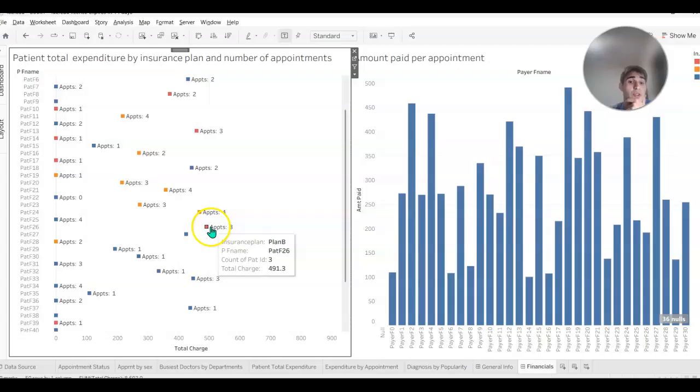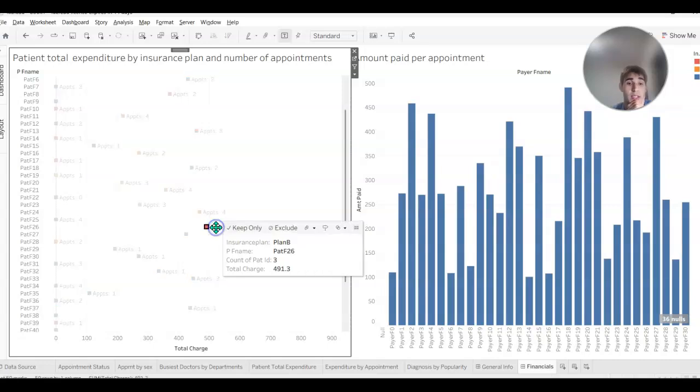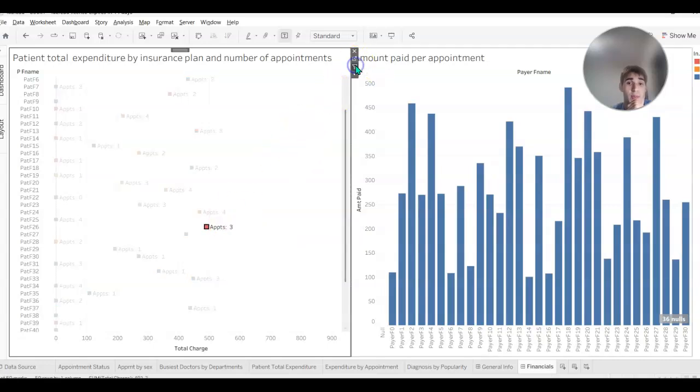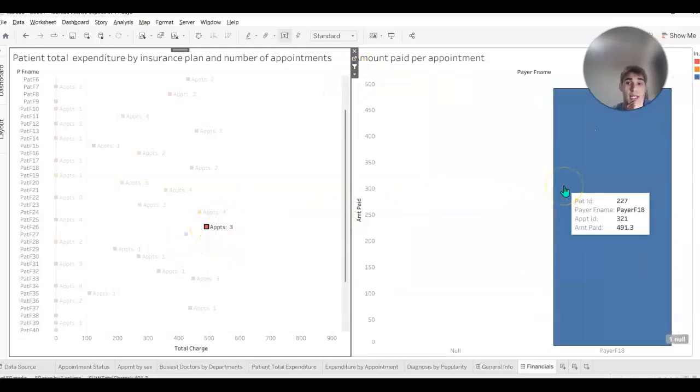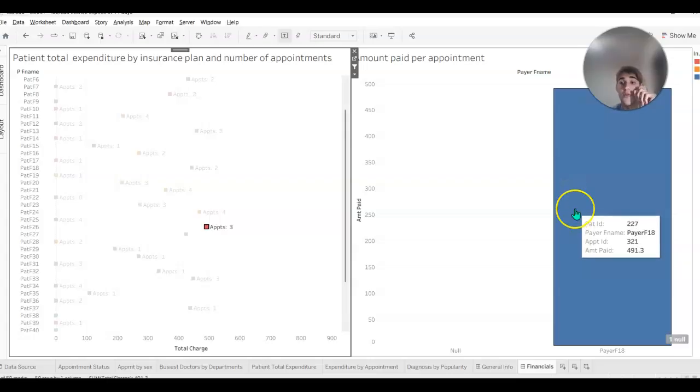But if you choose to filter, for example, this red square here that is patient first name 26, and you filter them, you see that their total charge is 491 and the amount paid for one appointment was 491. This is for appointment ID 321. Now he has three appointments, but he only paid 491.3. So you can safely assume that those other two appointments were also covered by insurance.